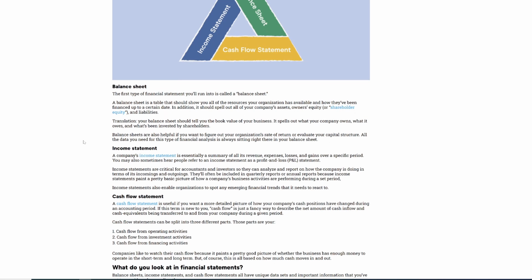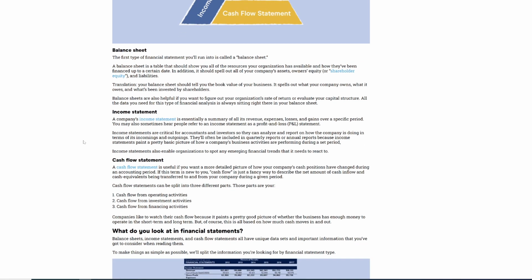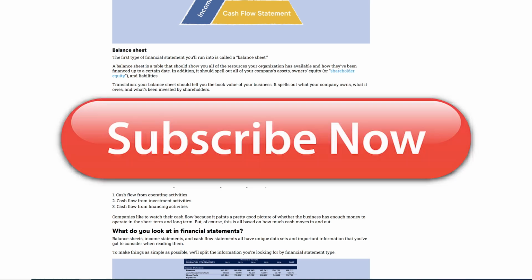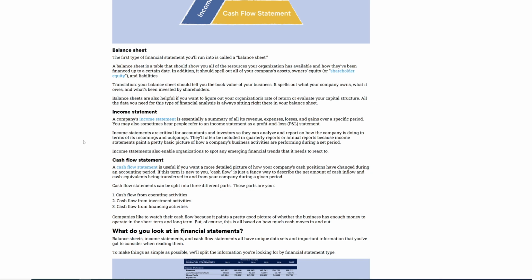Cash flow statement. So we're going to stop after this one, but the cash flow statement is useful if you want a more detailed picture of how your company's cash positions have changed during an accounting period. If this term is new to you, cash flow is just a fancy way to describe the net amount of cash inflow and cash equivalents being transferred to and from your company during a given period.